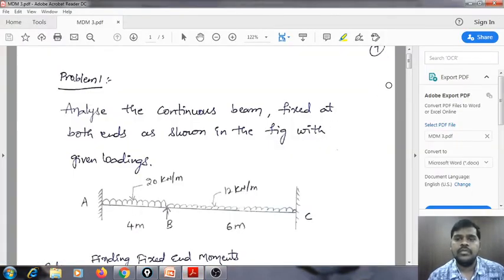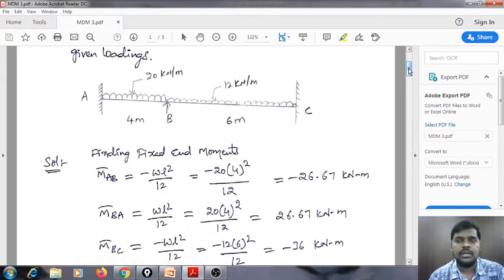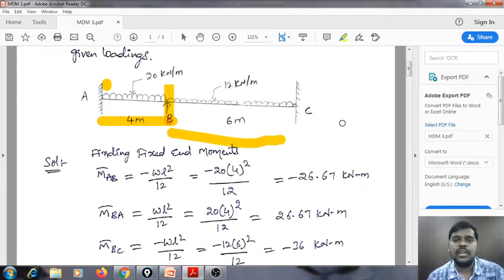Coming to the problem, we have to analyze the continuous beam fixed at both ends as shown in the figure with given loadings. So here, when we see the figure, we have A and C fixed, and B is simply supported. Up to B in AB, a UDL of 20 kN is acting, and in BC, 12 kN is acting.